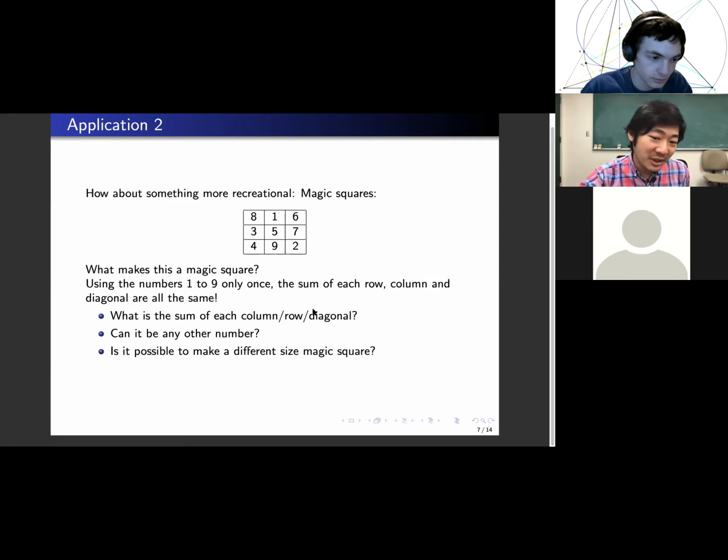Now, is it possible to make a different size magic square? Maybe, probably. Well, how could we have gotten these numbers? So let's think about how we would create a magic square for a 3 by 3, and whether any other configuration is possible besides these. I mean, besides just the rotation, right? You can rotate these numbers or the whole square and you'll get another magic square. But besides that, is there some other configuration? Well, maybe not.